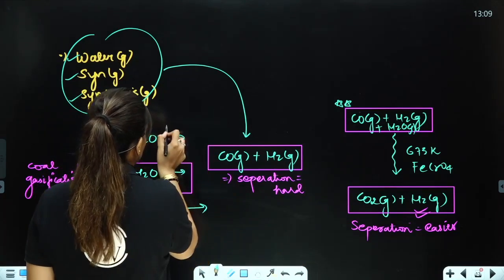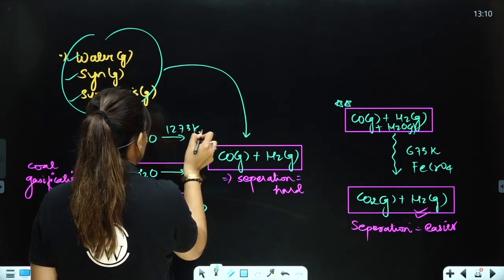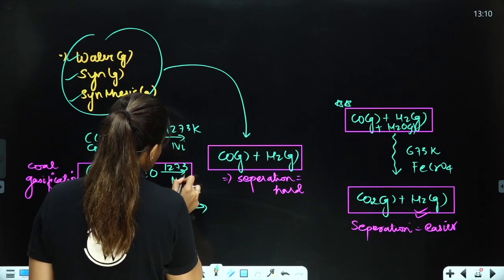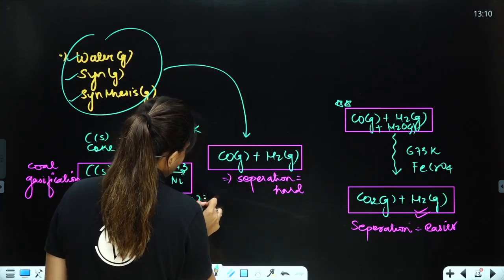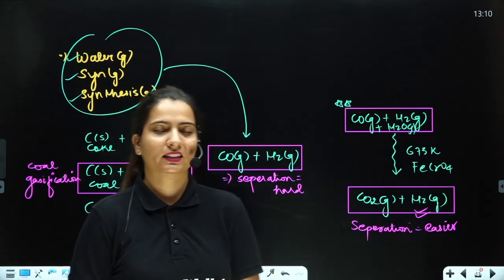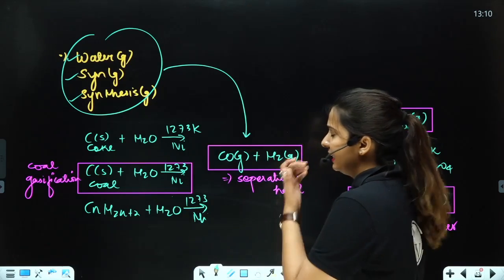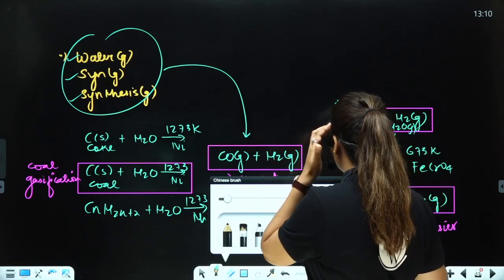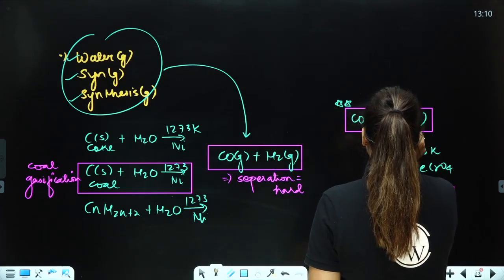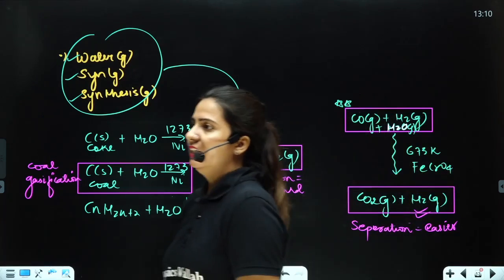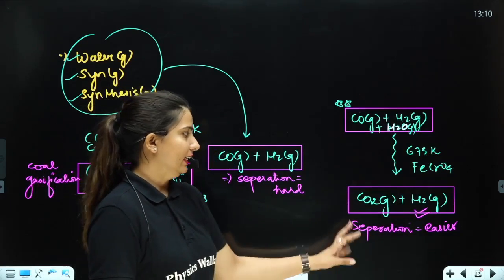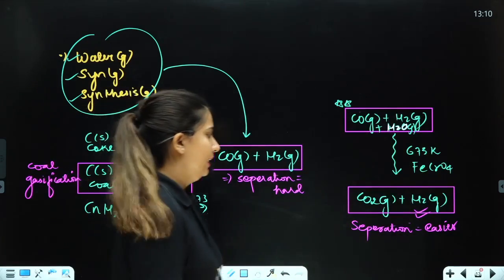Okay, so at 1273 Kelvin temperature, you have to use a nickel catalyst. Here also 1273 Kelvin and nickel as your catalyst. So you are going to get the mixture of synthesis gas, syngas or water gas. If you are not able to separate them, pass the mixture through the water and you are going to get CO2 gas plus H2 gas, which are easier to separate, right? Let's move forward now.